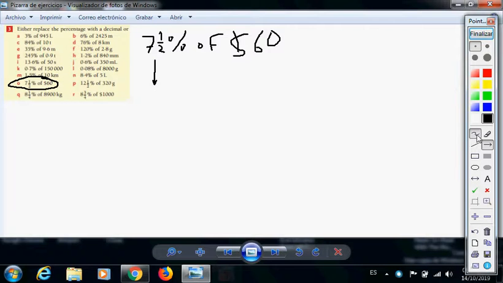Remember that it is very easy to transform a mixed number into a fraction. We have to multiply. 7 times 2 is 14 plus 1 is 15. 15 what? 15 halves. Percent of $60.